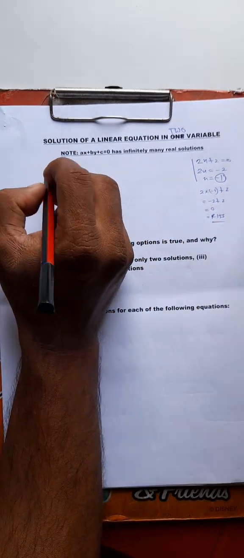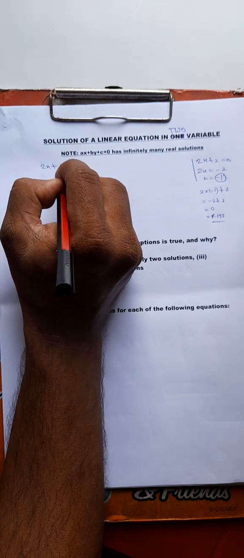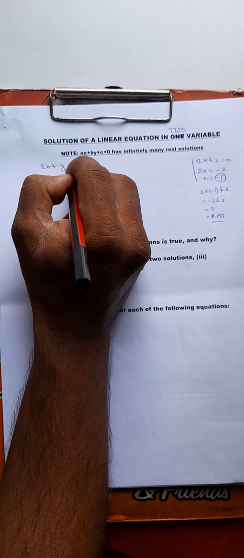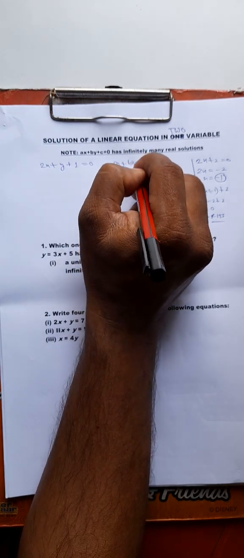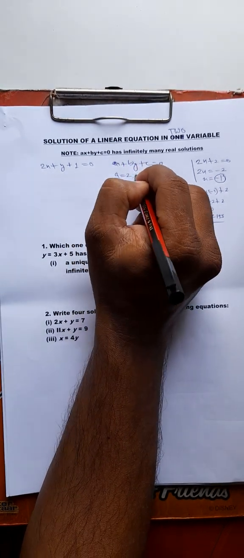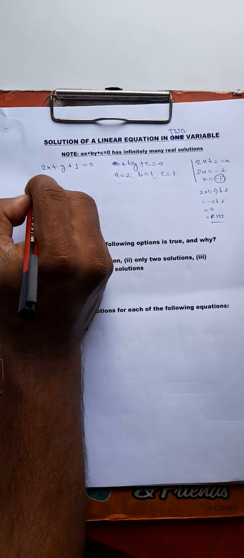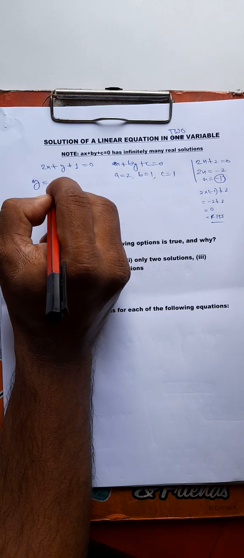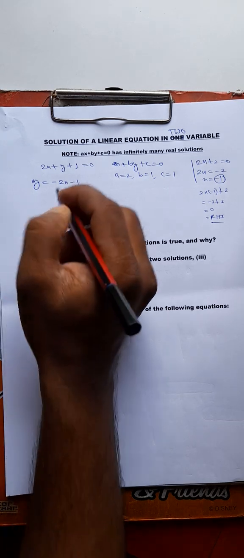Now let us consider this equation, twice x plus y plus say 1 equal to 0. This is a linear equation in two variables, ax plus by plus c equal to 0. Here a is 2, b is 1, c is 1. Right? Now what is y here? Y can be written as minus twice x minus 1.